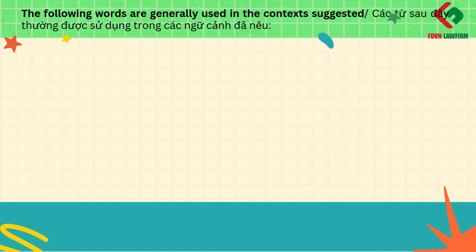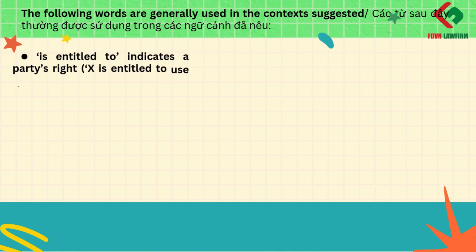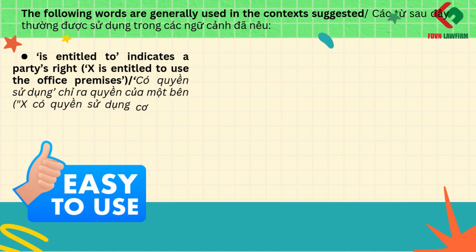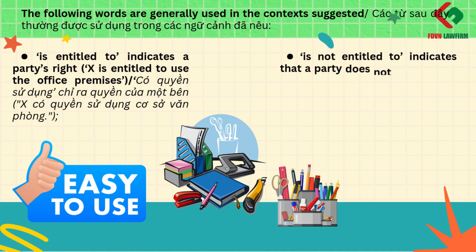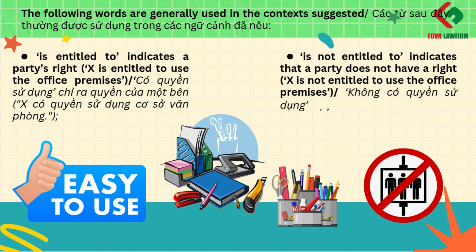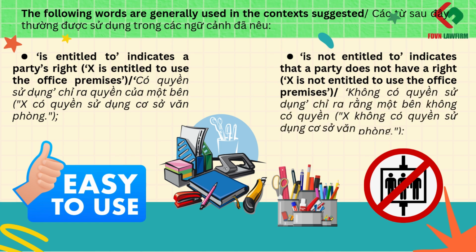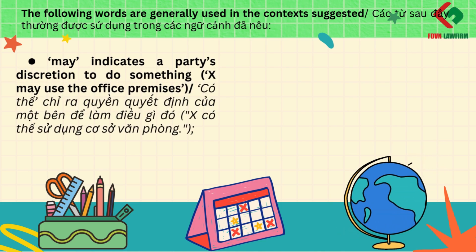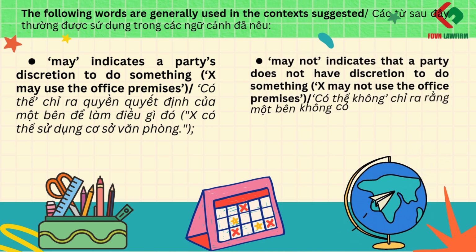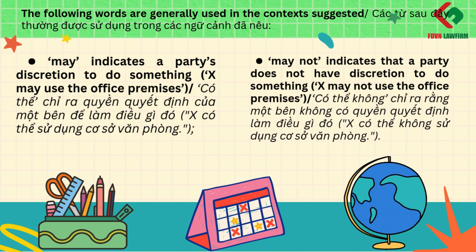The following words are generally used in the context suggested. Is entitled to indicates a party's right, for example, X is entitled to use the office premises. Is not entitled to indicates that a party does not have a right, for example, X is not entitled to use the office premises. May indicates a party's discretion to do something, for example, X may use the office premises. May not indicates that a party does not have discretion to do something, for example, X may not use the office premises.